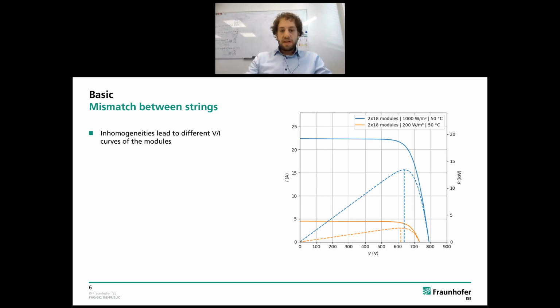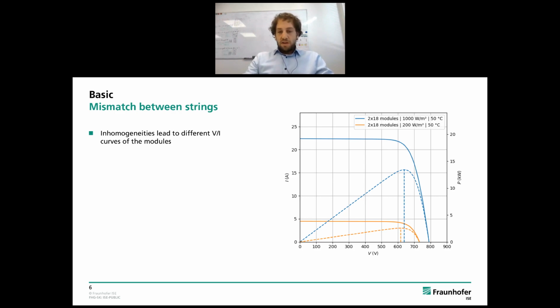So what does mismatch mean? I think these curves are well known by most of you. In this graph, I have drawn VI curves and PV curves for a standard module, and I have applied different irradiances. What you can see here is that the MPP differs with the irradiance. The blue curve is for 100 watts per square meter at 50 degrees, and the orange curve for just 200 watts per square meter.